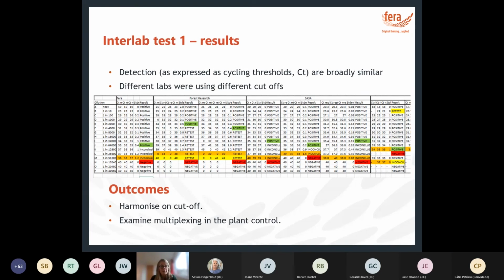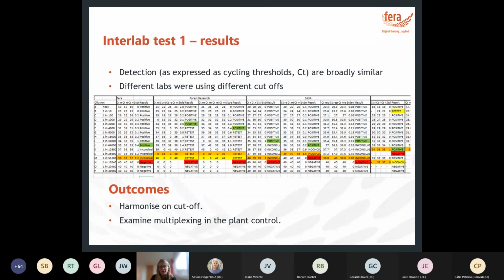In green, I've shown where people are calling the last positive, and everybody is using a threshold, so a cutoff, to say if the result is below that number of PCR cycles, then we've got a positive. If it's above, but we're still detecting something, then it's a retest or it's an inconclusive result. And one thing that came out from this was that the different labs were using different thresholds. So although we had the same sensitivity, we were actually calling the results slightly differently. That was very simple. We agreed to harmonise on cutoff and the way that we call those results.